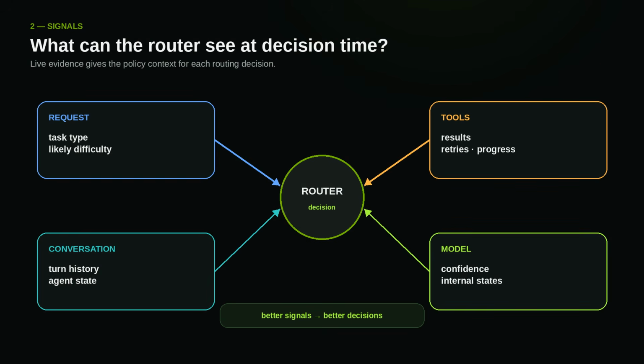Secondly, signals. What can the router actually see when it decides, right? We have the request. So this is like, what kind of task is this? How difficult could it be? The conversation itself, this is things like looking back through the turn history, looking at tool results, looking at how far we're moving down the to-do list. And finally, of course, the models themselves can emit signals, things like confidence that we read directly from a forward pass. Better signals mean better decisions. Some signals are costly to extract. And that trade-off is the big deal.